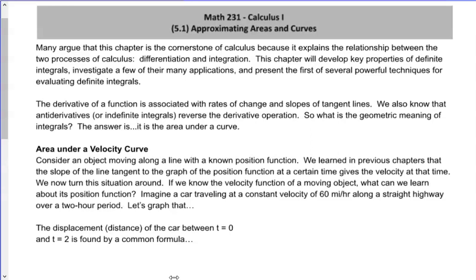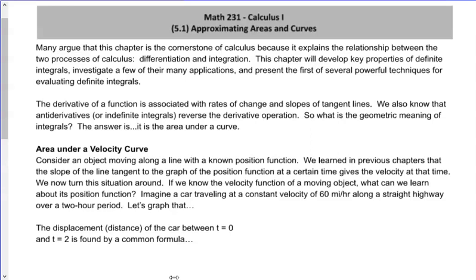theoretical stuff that tries to link everything together that we've been doing, and what is the true meaning of doing an antiderivative. Many argue that this chapter is the cornerstone of calculus because it explains the relationship between the two processes of calculus, which is differentiation and integration. In this chapter we will develop key properties of definite integrals, investigate a few of their many applications, and present the first of several powerful techniques on how to take and evaluate definite integrals.